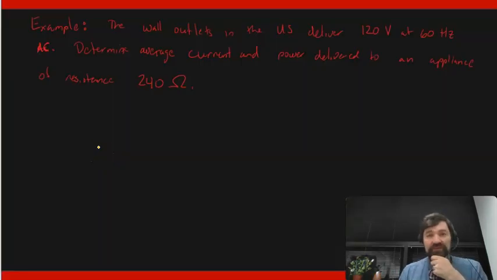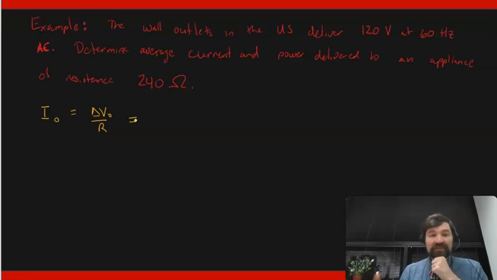Okay, as a quick example, in the US, the wall power outlets tend to deliver 120 volts at 60 hertz. Sometimes it's 115 or 110 volts, but we'll say 120 volts at 60 hertz of AC. We want the average current and power delivered to an appliance of resistance 240 ohms.